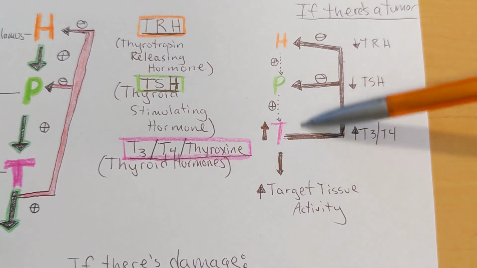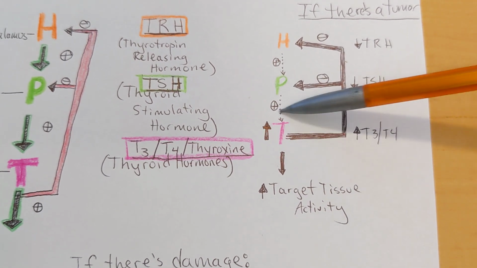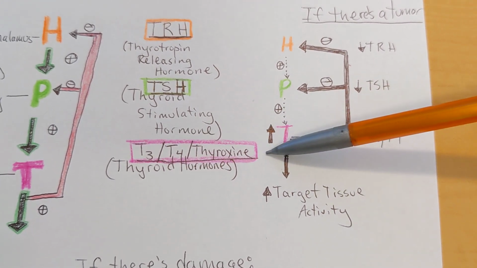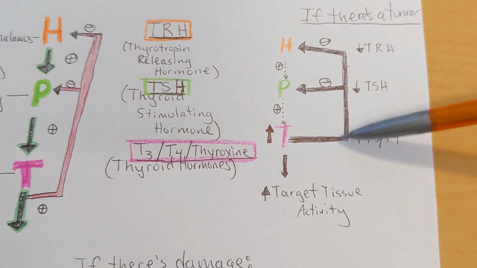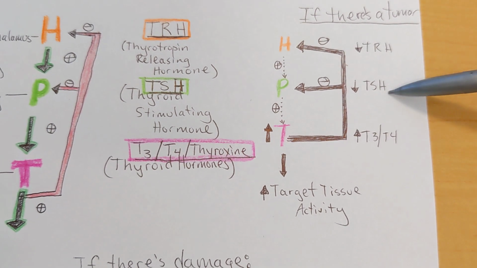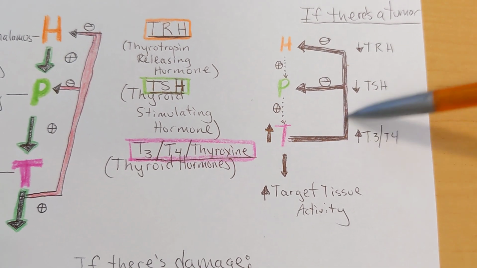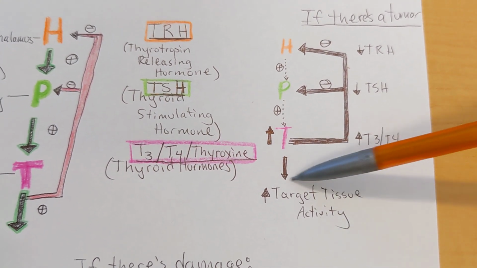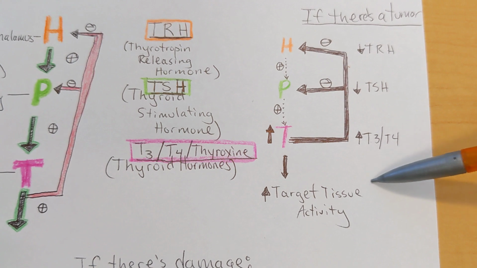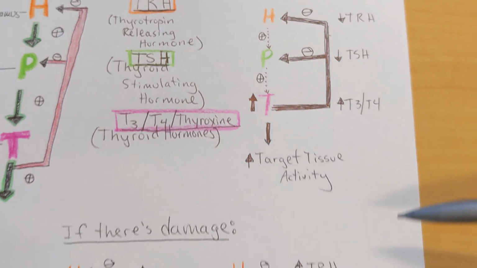However, if the thyroid gland is diseased in some way, there's a tumor, too much thyroid hormone is being produced, these levels, TRH and TSH, are going to remain low while thyroid hormones remain high. And while these hormones are high, there's going to be an increased activity at the target tissues.